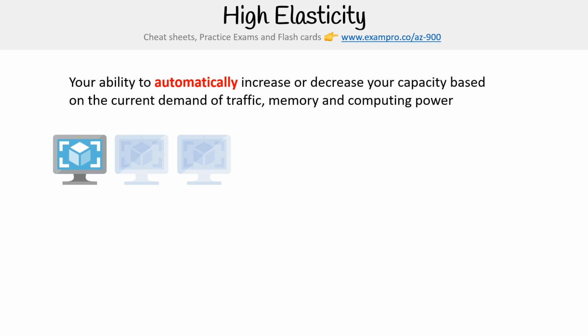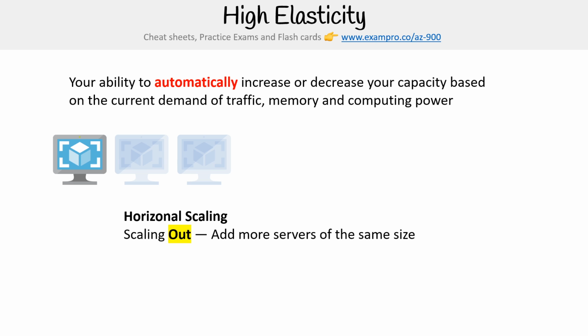And so the way we would do that is that we would have a virtual machine or server, and if we needed more servers, we would add more servers, and if we needed less servers, we would remove servers. And so this is going to be accomplished using horizontal scaling. So when we say we're scaling out, this means we're adding more servers of the same size. When we're scaling in, this means we're removing servers of the same size.